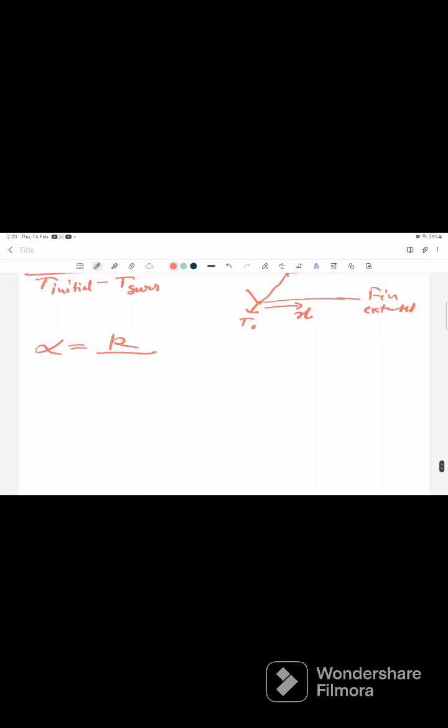Alpha thermal diffusivity is defined. This is thermal conductivity, thermal diffusivity, rho C, thermal density and capacitance.